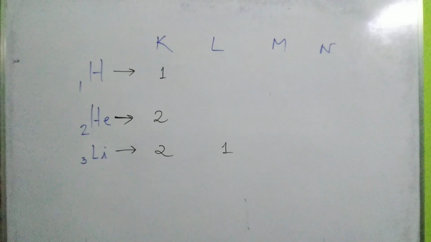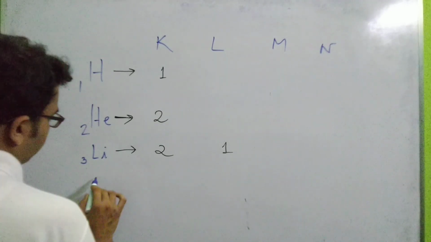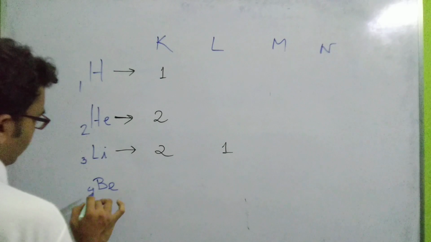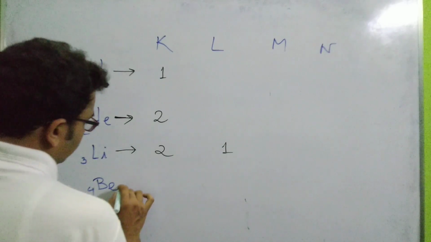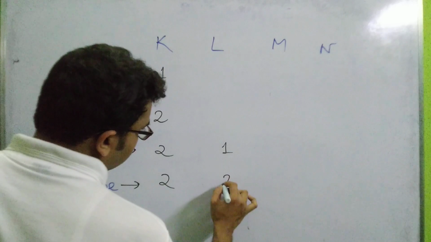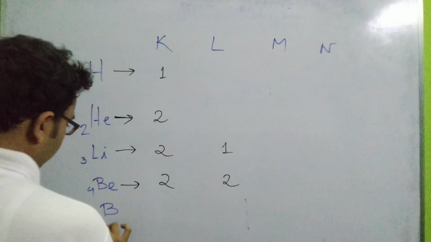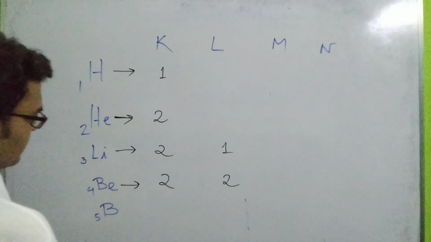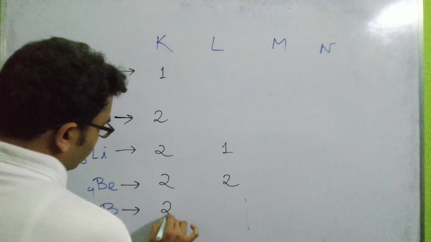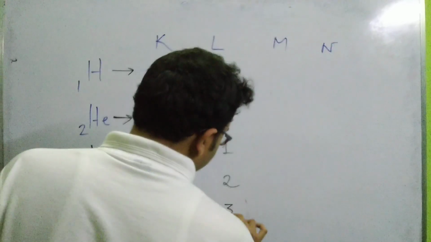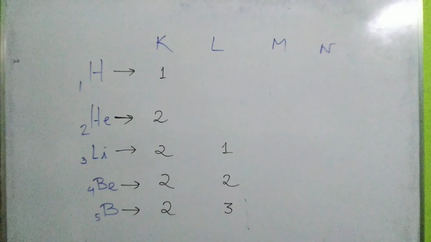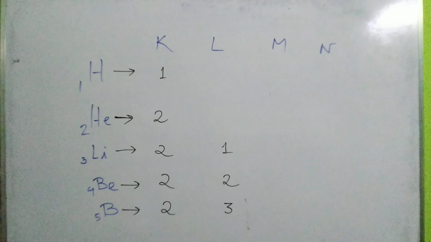Then comes beryllium. Beryllium has an atomic number of 4. So we put 2 electrons in the first shell and the remaining 2 electrons in the second shell. So 2, 2. Then comes the fifth, boron, B. Atomic number 5. So how many electrons does it have? 5 electrons. Put 2 electrons in the first shell and then 3 electrons in the L shell, or the second shell. So like this you get the electronic configuration of the first 5 elements.